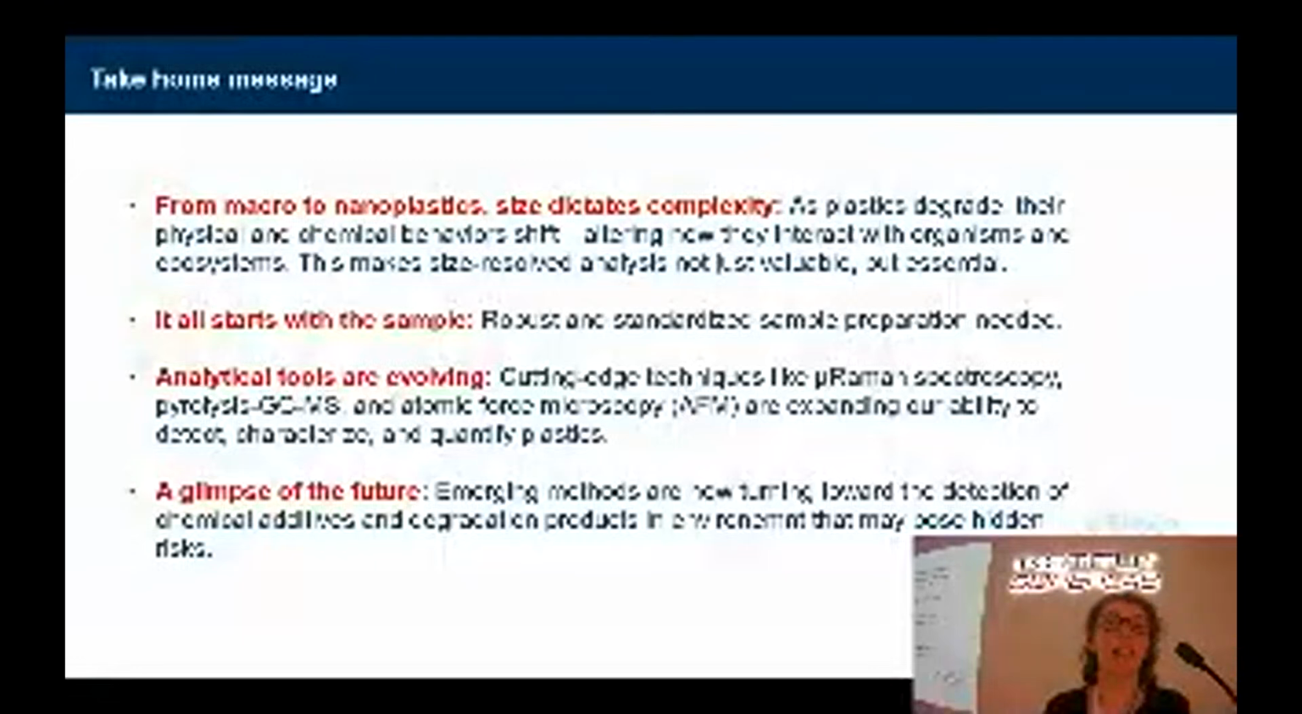And of course, from my side, I think we also have to look into the future and into the leachable compounds and how to detect all the chemical additives during the degradation of different plastic products in the environment. By that, I have to finish my presentation.